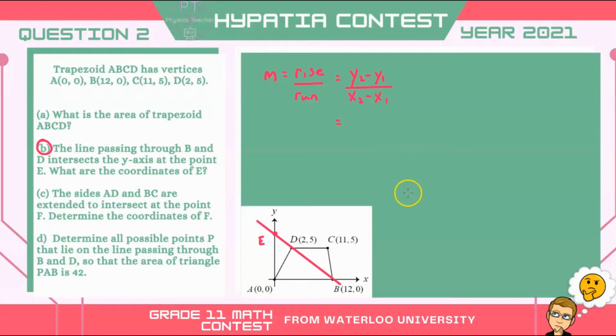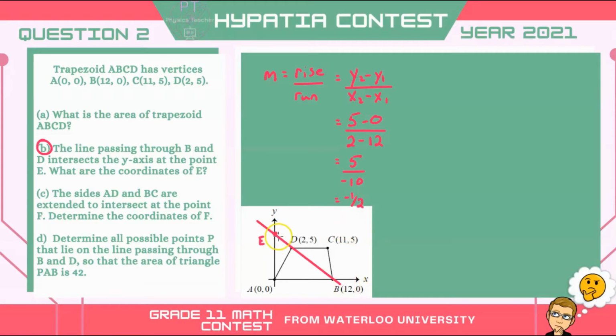Alright, so let's start with our y-coordinates. So here we have 5 and 0, so that's going to be 5 minus 0. And our x-coordinates will be 2 and 12, so 2 minus 12. It doesn't matter which you choose to be 1 or which you choose to be 2, as long as you stay consistent with it. So this is going to leave us with 5 over negative 10, or a slope of negative 1/2.